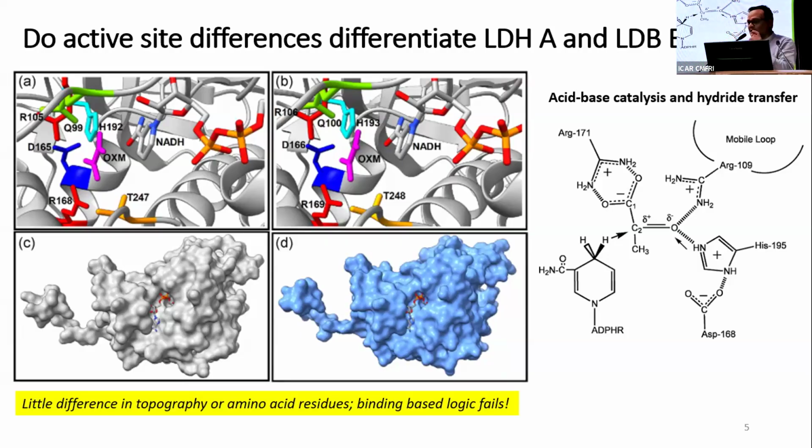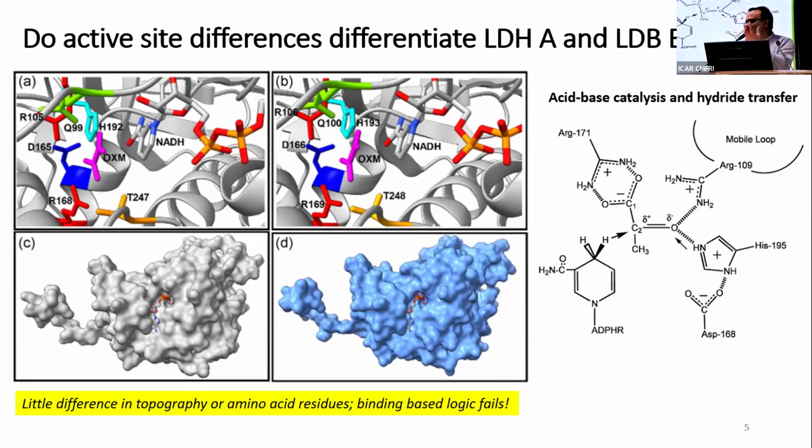lactate or pyruvate. But if you look at the active sites of both enzymes, what do you see? They are superimposable almost. The position of NADH that you have, the position of oxamic acid, which is an inhibitor analog of lactate and pyruvate that you can see. The amino acid residues are all identical.